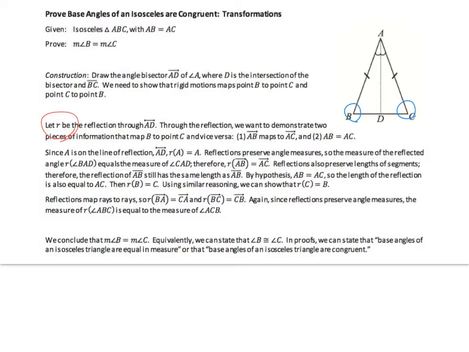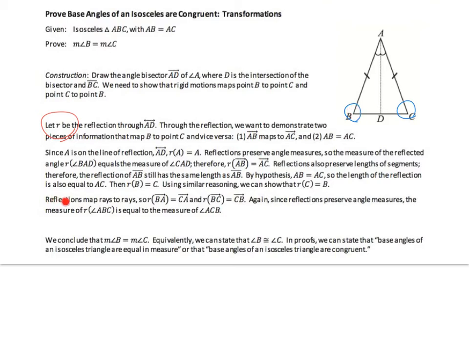AB equals AC. Reflections also preserve lengths of segments. Therefore, the reflection of segment AB still has the same length as segment AB. So AB equals AC, so the length of the reflection is also equal to AC. So the reflection of B equals C. Using similar reasoning, we can show that the reflection of C equals B.